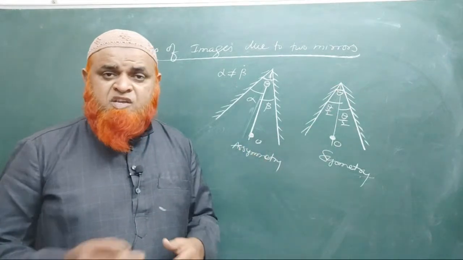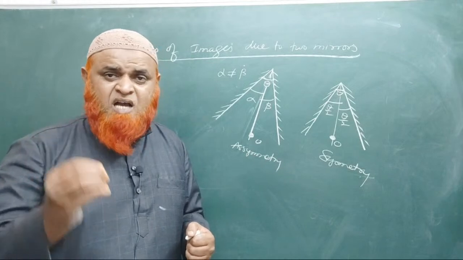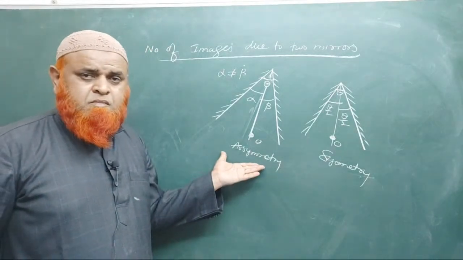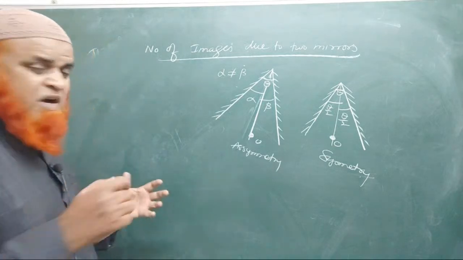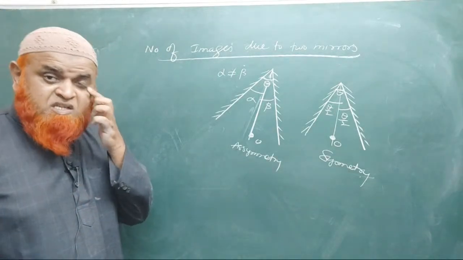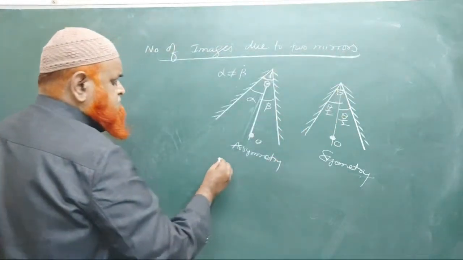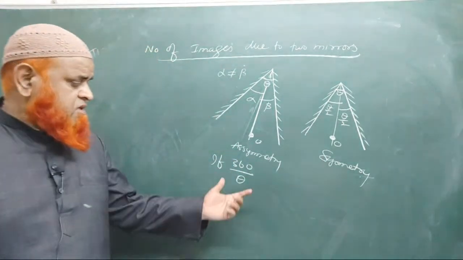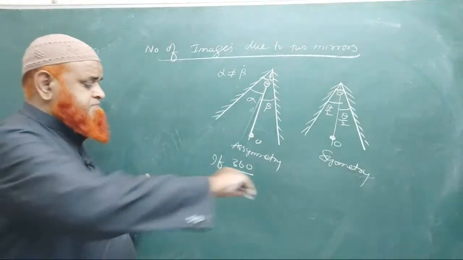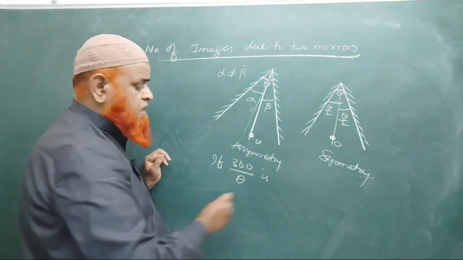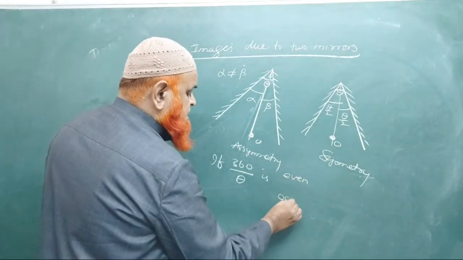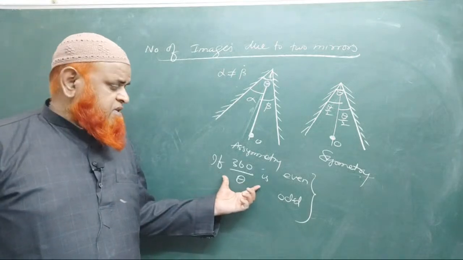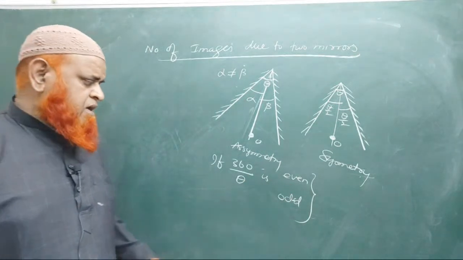In both the cases, how many images are formed? Let us discuss about that. So now, how many images are formed here in this case? To understand this, there is one condition. What is that condition? We shall discuss. Now, 360 by theta, you have to find out first of all, is it even or odd? There are two conditions here. If 360 by theta is even or odd, you can take like this.